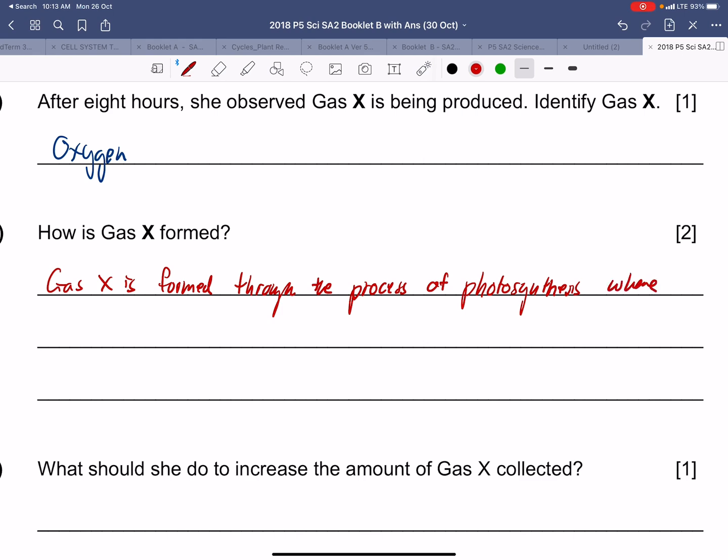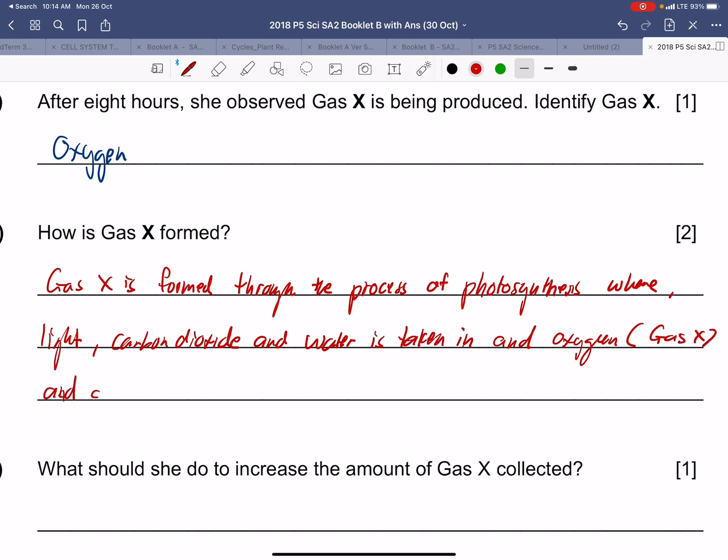where light, carbon dioxide, and water are taken in, and oxygen (gas X) and glucose are formed. Now, please note that there are certain parts of this answer that are not needed, but I thought that it would be really good for you to put in a complete answer.